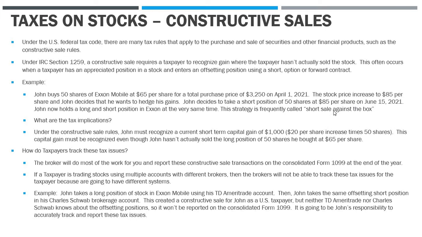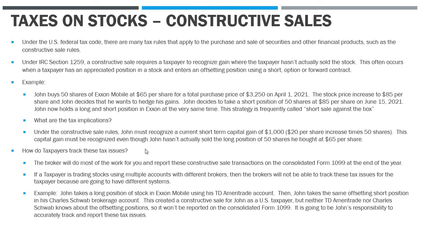Because he entered that short position to hedge his earnings, he has to recognize whatever the gain was on the date that he entered that short position. So he had 65 per share. It increased to 85 per share. So that's the $20 per share increase. 50 shares he's holding long. So that's $1,000 in short-term capital gain. That's what he has to recognize on his tax return, even though he hasn't actually sold the stock yet.